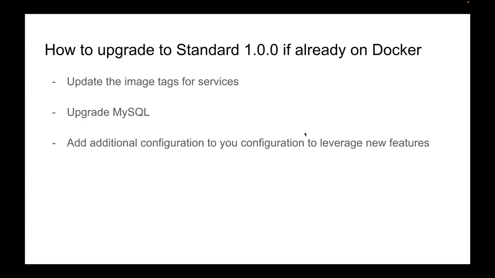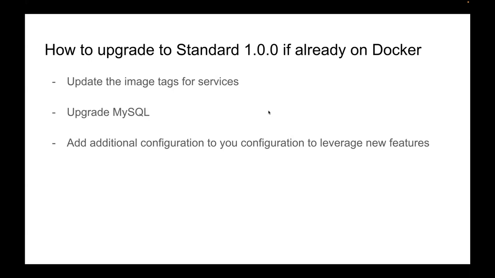Okay, so the next topic is how to upgrade to standard 1.0 if you are already running on Docker. In the community, we have seen a few implementers have already started using Docker, using specific images, or they had forked Bahmni Docker and started with their implementation. If you are already running on Docker and want to migrate to Bahmni standard 1.0, the first step would be to update the image tags for the services.